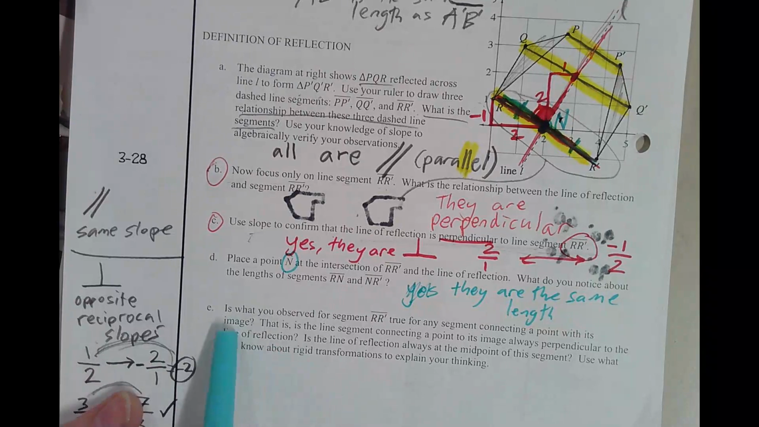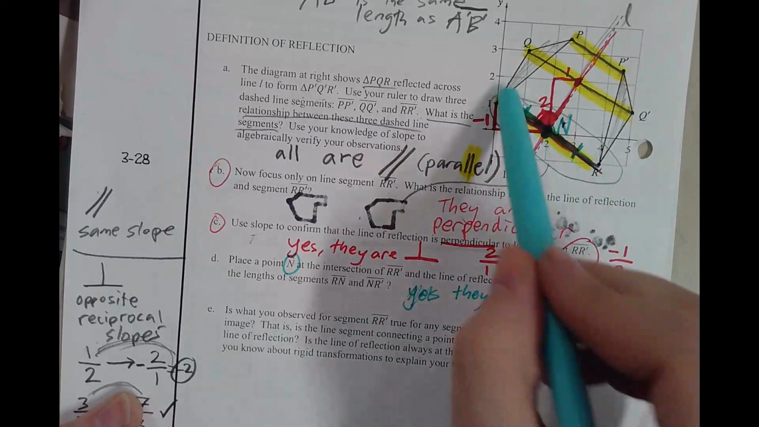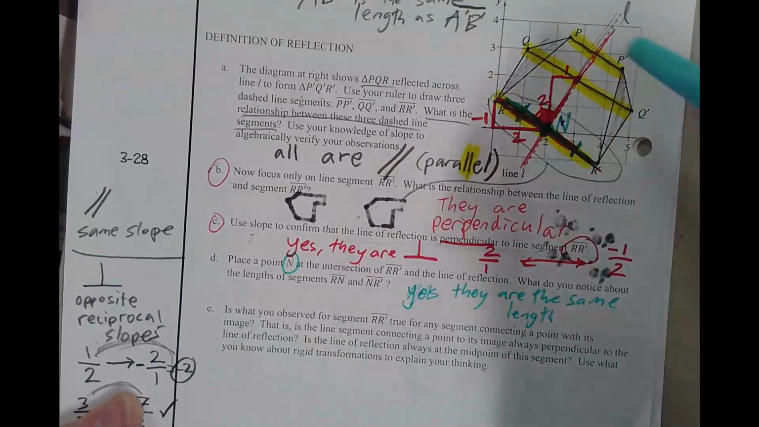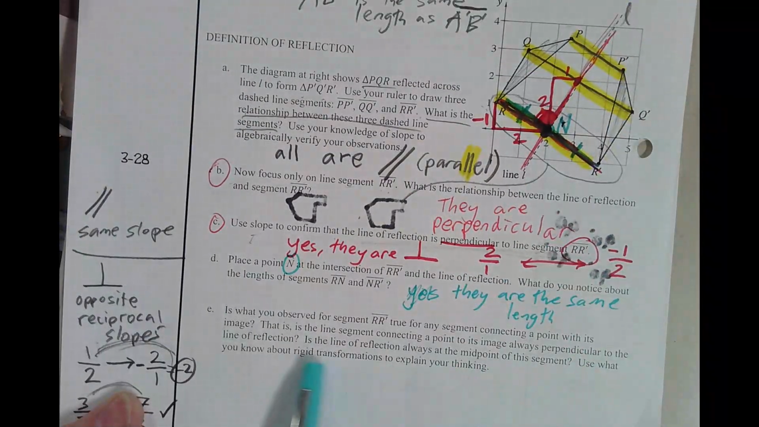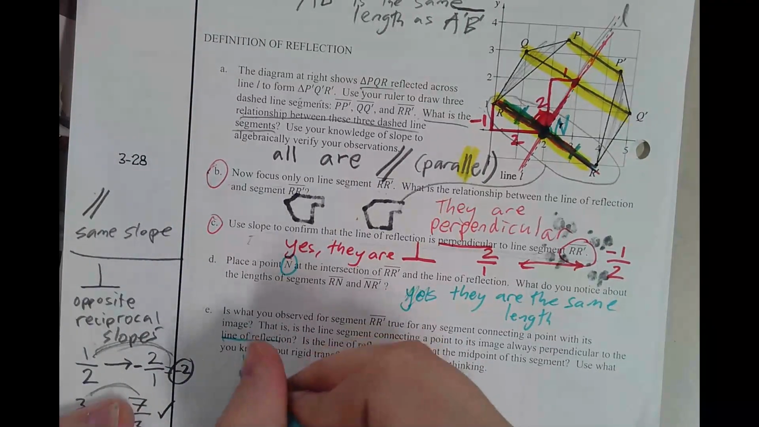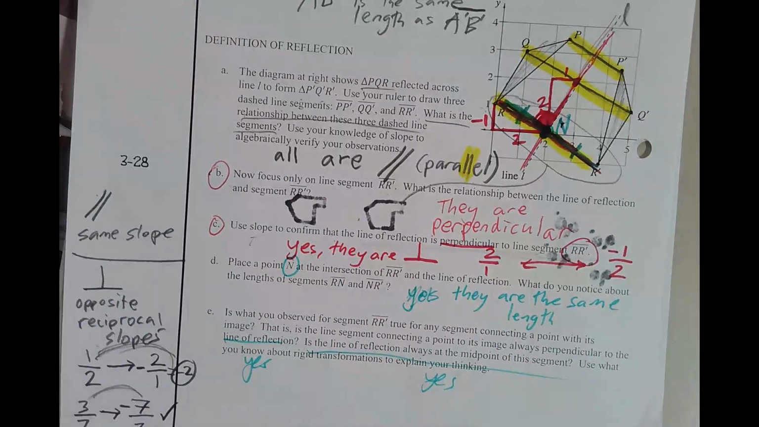Letter E says, is what you observed for segment RR prime true for any segment connecting a point with its image? That is, is the line segment connecting a point to its image always perpendicular? Is it always perpendicular if you connect these 2 points to the line of reflection? Is the line of reflection always a midpoint of the segment? The correct answer is yes. The second question answer is yes. Use what you know about rigid transformations to explain your thinking.